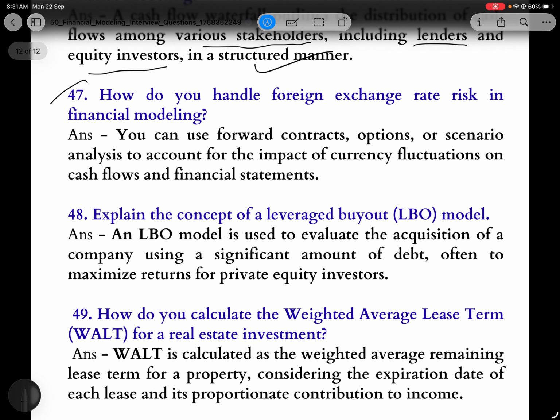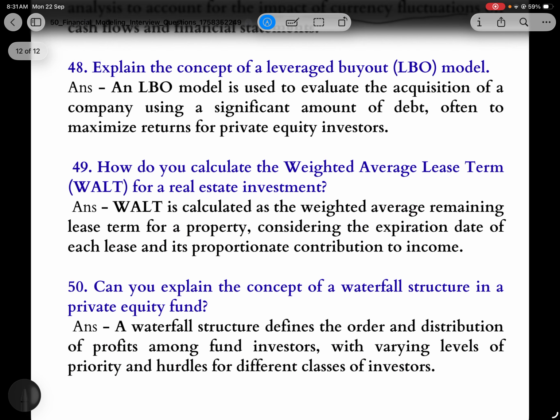Next is how do we handle foreign exchange risks in financial modeling? Of course, there are multiple hedging contracts, hedging options there are, right? So we can use forward contracts, options, scenario analysis, right, to assess the impact of currency value fluctuations. Okay, so forward contracts is basically more stable sort of thing, right? There could be options. Yeah, multiple hedging instruments are there that can be used.